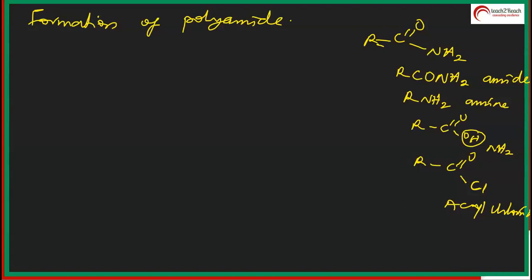So if your NH2 replaces your OH, then it is called an amide. But if you have your OH there with this carbonyl group, carbon double bond oxygen, it's called a carbonyl group. A carbonyl group and NH2 is an amide. A carbonyl group and OH is a carboxylic acid. A carbonyl group and chlorine is called an acyl chloride.